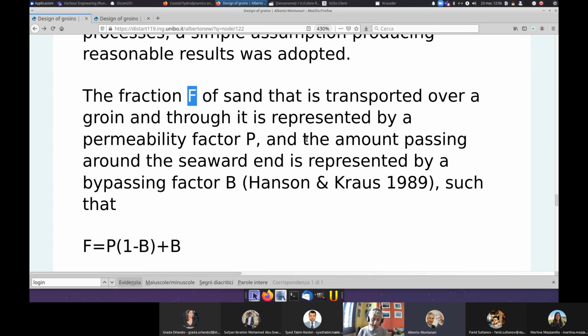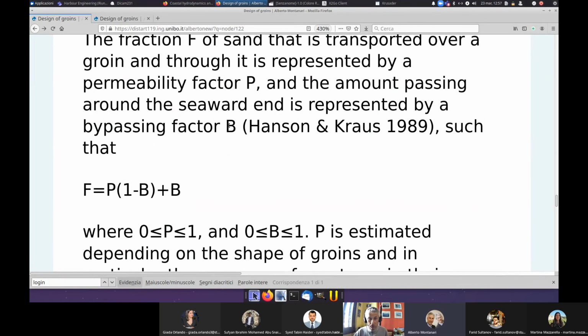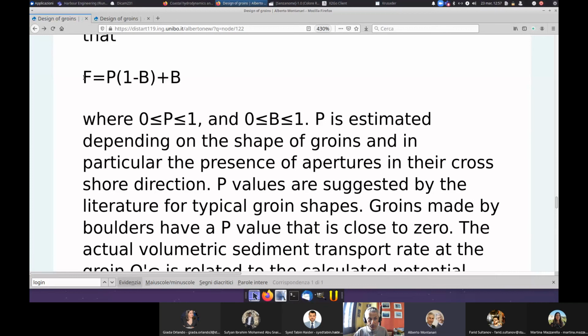So let's suppose that you have estimated the sediment transport along shore. You put a groin there. You are not assuming that the groin blocks everything. The groin will block a fraction, F. And this empirical formulation expresses F as a function of P, permeability, and a bypassing factor B. This is a very simple formulation, okay? P and B vary in the range 0 to 1.